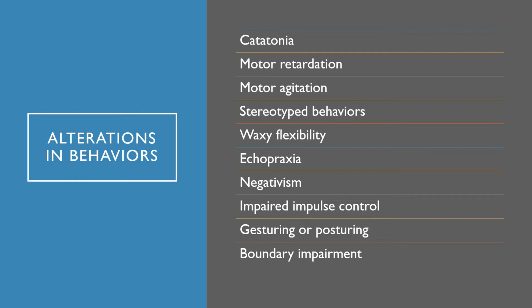Echopraxia is mimicking of movements. Negativism is doing the opposite of what is requested. Impaired impulse control is that inability to resist our impulses. They may interrupt group meetings, throw food that is unwanted, things like that. Gesturing or posturing are unusual expressions or postures. And then boundary impairment is that inability to sense where one's body or influence ends and another one begins, right? We all have a bubble that we like, right? Boundary impairment doesn't allow for that bubble.